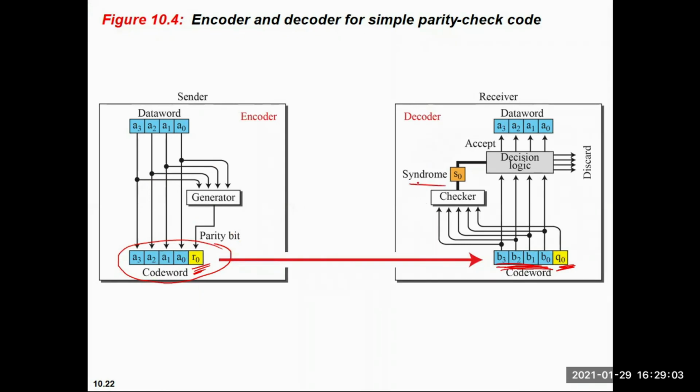So if the syndrome value is 0, it means the value of r0 is matching with whatever parity it is in B3, B2, B1 and B0, then it is accepting that code word and converting that code word to data word. Otherwise, the receiver will discard your whole code word.